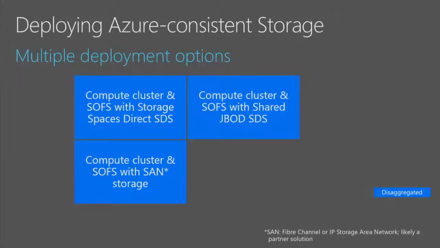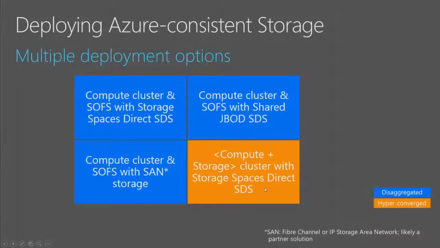Or you could also have object storage, blobs, and tables deployed on top of potentially a partner solution based on SAN storage, right? As long as the SAN storage has a scale-out file server as a front end, this whole stack works like a charm. We don't really care at some point beyond SOFS, whether it's a SAN backend or a Spaces backend, when you think about it. Or you could have compute and storage together in what we call a hyper-converged deployment configuration, based on Storage Spaces Direct. That's also a possibility. So there are multiple deployment options to choose from.